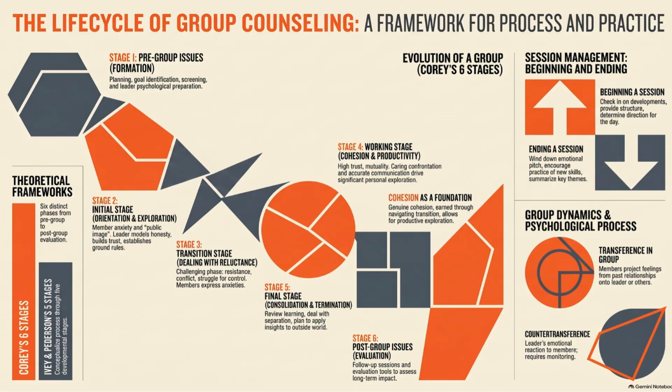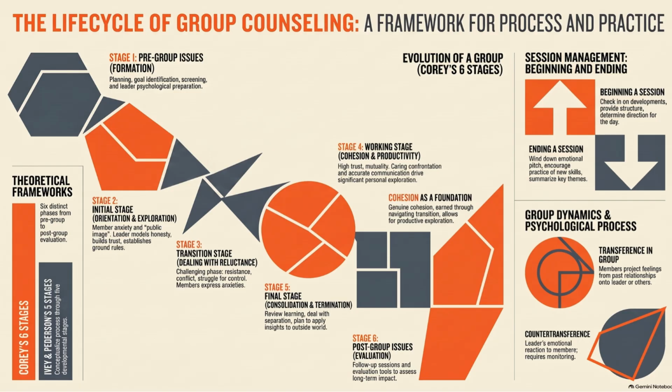Many groups get permanently stuck in the transition stage, endlessly fighting over structure and power. What are the common traps that prevent a group from reaching cohesion? A major structural issue is changing membership. If a group is open, meaning new people are constantly joining and old people are leaving, the group continuously has to reset. Oh, that makes sense.